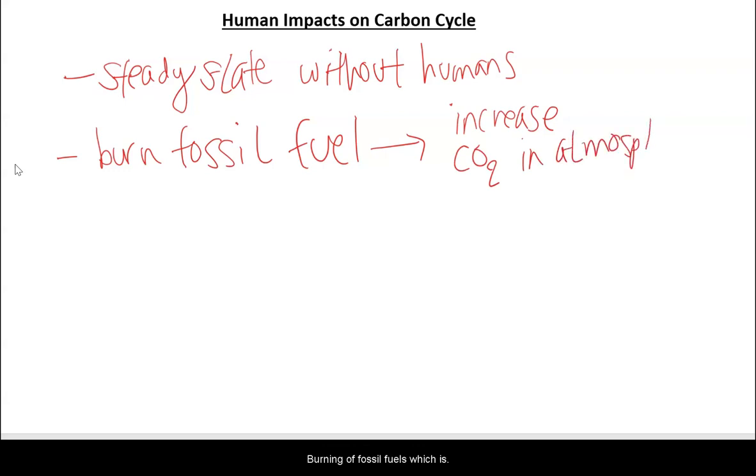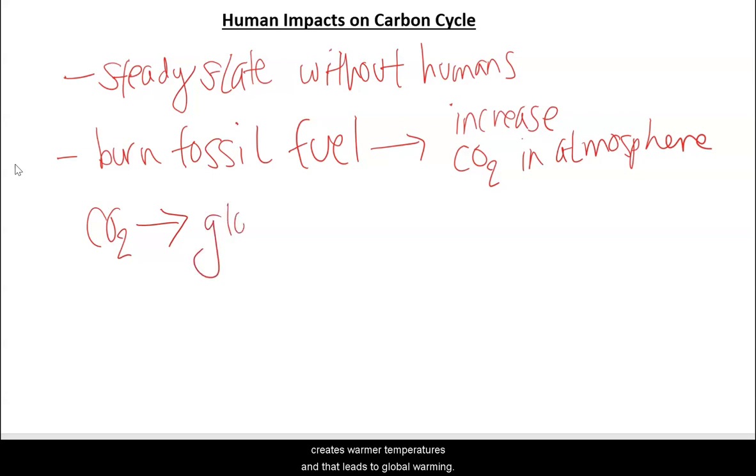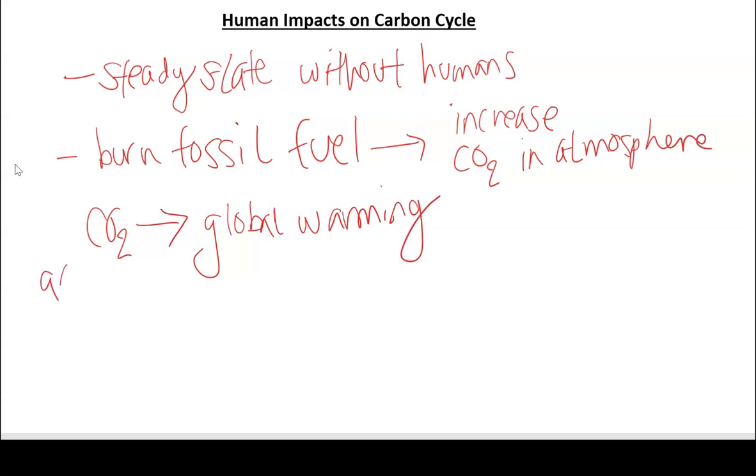So burning of fossil fuels, which is caused by humans, and we're the only ones that do it, has increased carbon dioxide in the atmosphere. And some of you should know that carbon dioxide in the atmosphere has a heating property. It creates warmer temperatures, and that leads to global warming. We'll get a little bit more into that later as to why carbon dioxide actually heats up the Earth. There's quite an interesting science to it, but just understand that more carbon dioxide in the atmosphere leads to global warming. And as our globe gets warmer, we're going to see more and more changes to our biomes, sadly.